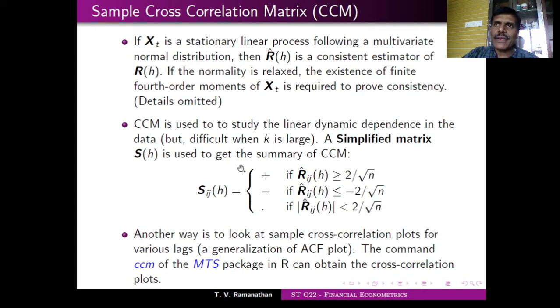That simplified matrix is like you get a matrix of plus, minus and dots. So plus stands for a significant one, minus stands for it being beyond the minus 2 over square root of n. So this is basically high negative correlation, and this is like a high positive correlation. So both are significant, and the dot means that the correlation is not significant.